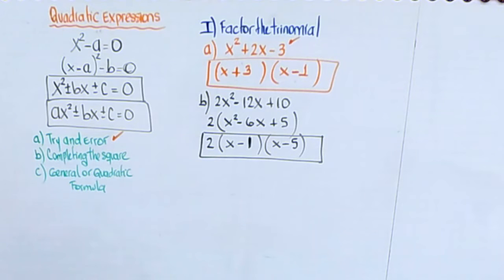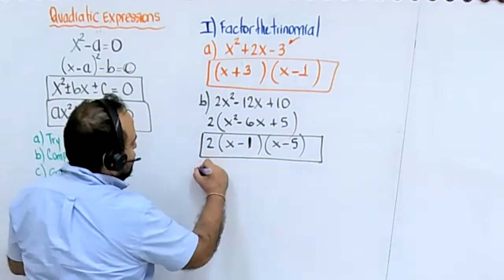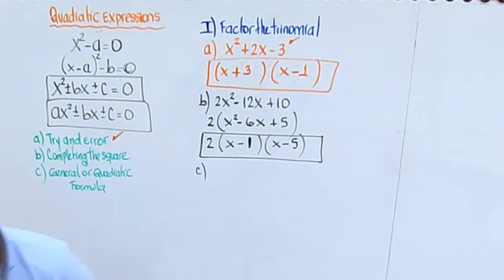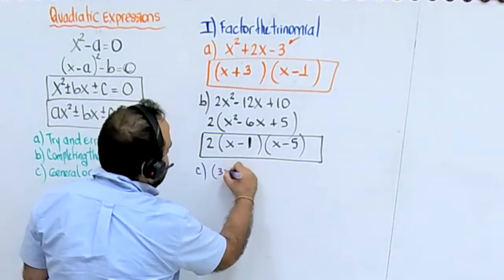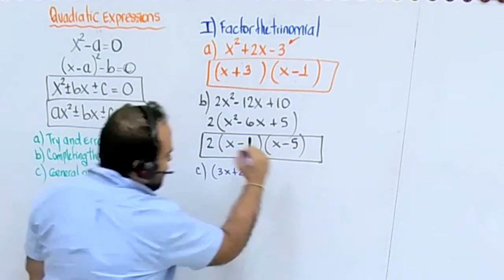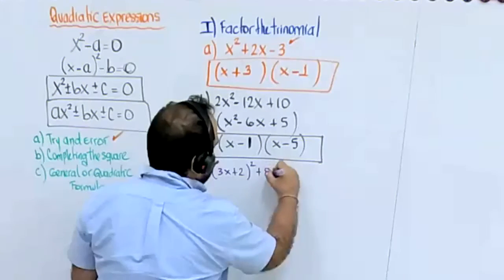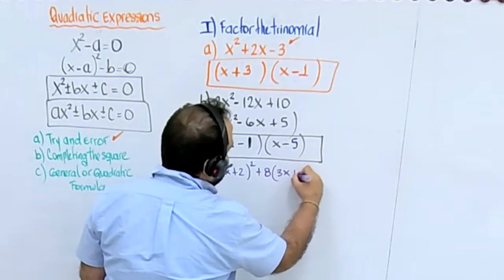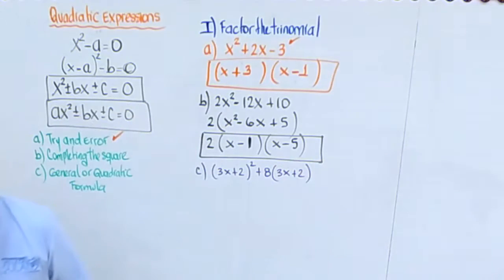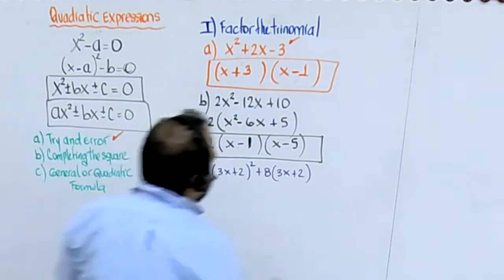Let me see what we got. Let me look for another example. This is a nice curiosity. You're going to see this problem so interesting. Letter C: we have open parentheses 3x plus 2 to the second power, plus 8 times parentheses 3x plus 2, and finally positive 12.